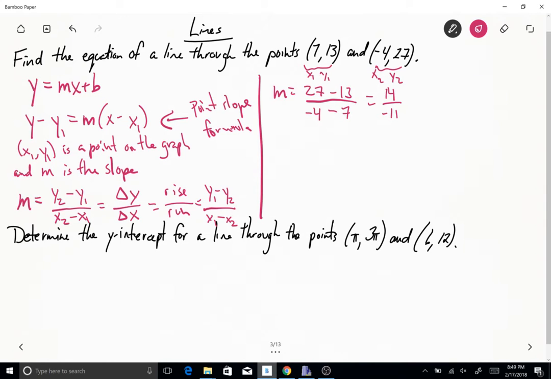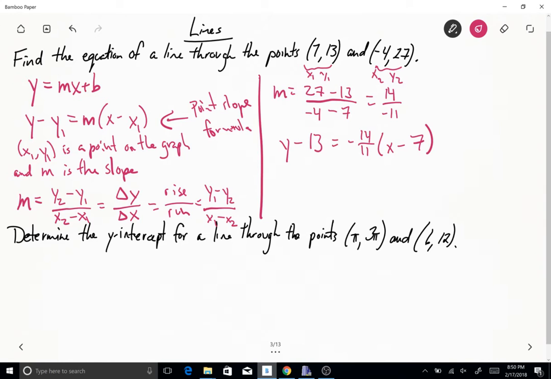Okay, and we have a point. It doesn't matter which one we choose. So we go y minus, let's just choose our x1, y1. So y minus 13 equals, what do we have? -14 over 11. X minus x1 is 7 in that case.